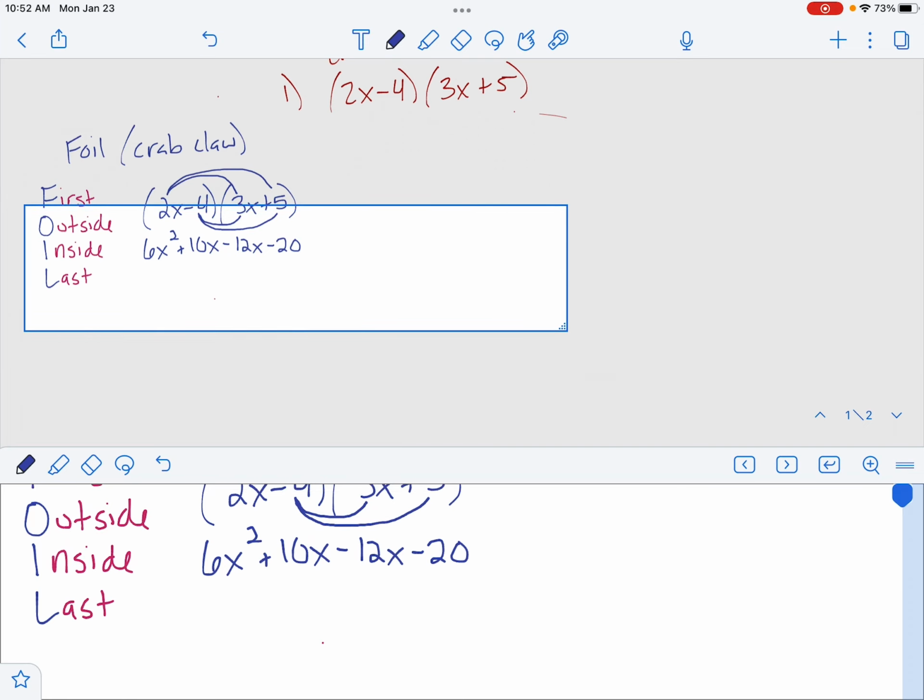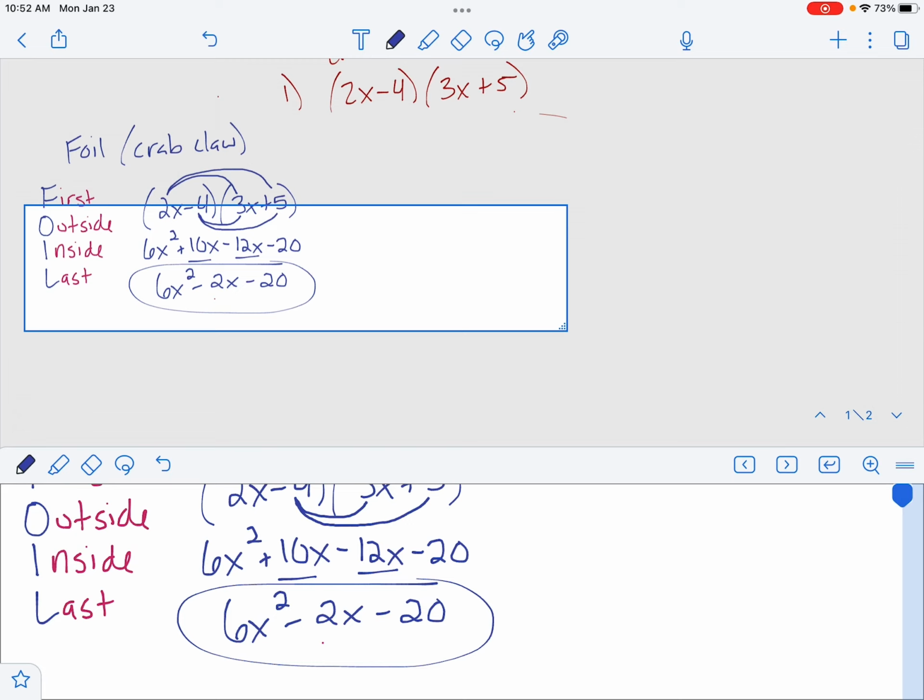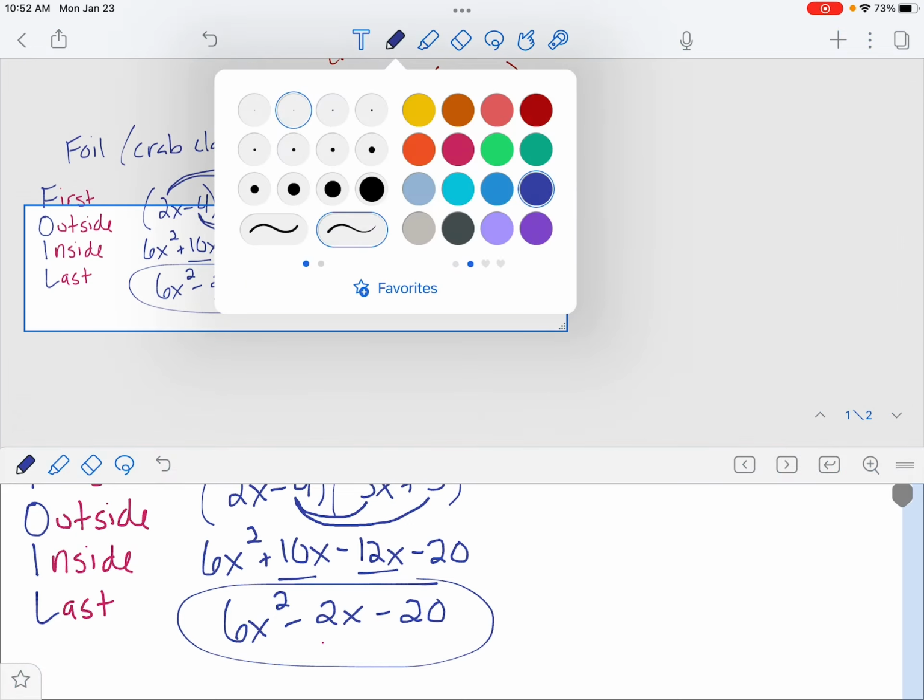Now the next step is to combine your like terms. You can notice that these middle two are alike, so we're going to combine those. I'm going to bring my 6x squared down. 10x minus 12x would be minus 2x. And then I have a minus 20 on the end. And that's multiplied. So that's the FOIL method.